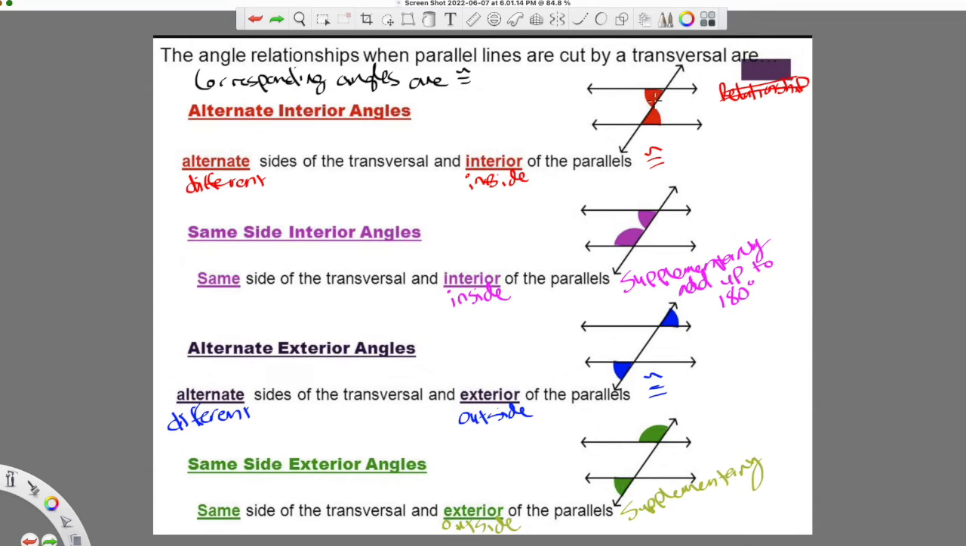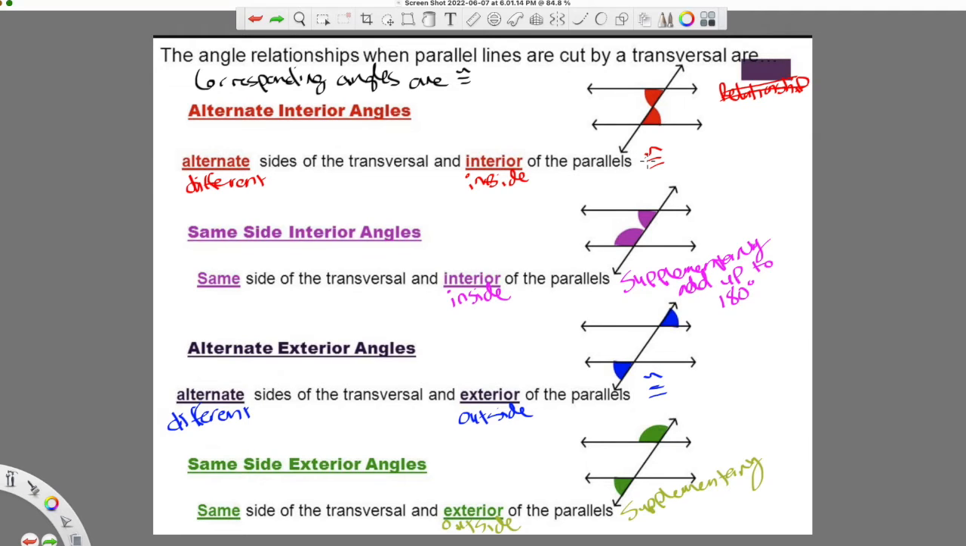What that means is if I look at this one here, it's below this parallel line and to the left of the transversal. So I'd want to go to the other parallel line and go below it and to the left, and that's my corresponding angle. So I can describe it in the same way. That's what same relative position means, based on its parallel line.